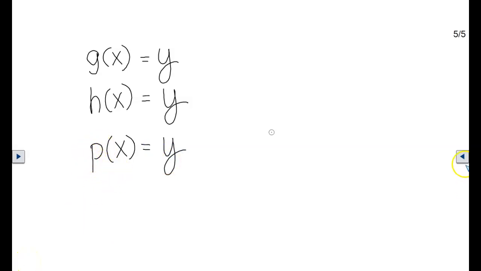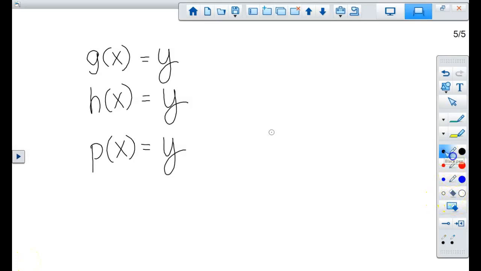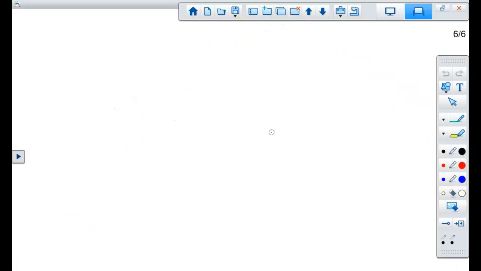Now why might you want to do that? Why might you want to be able to use those other letters? Well, they could give you a problem like this. They could give you f of x is equal to 2x minus 1.